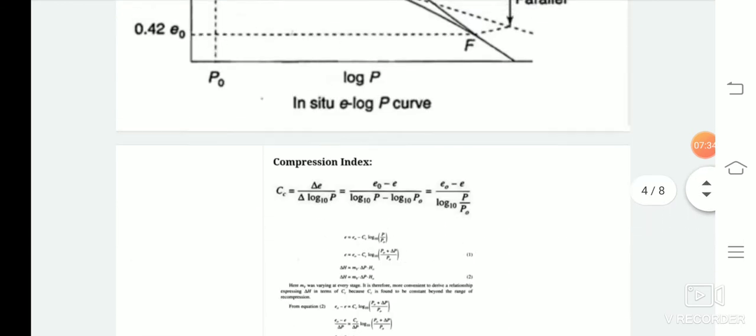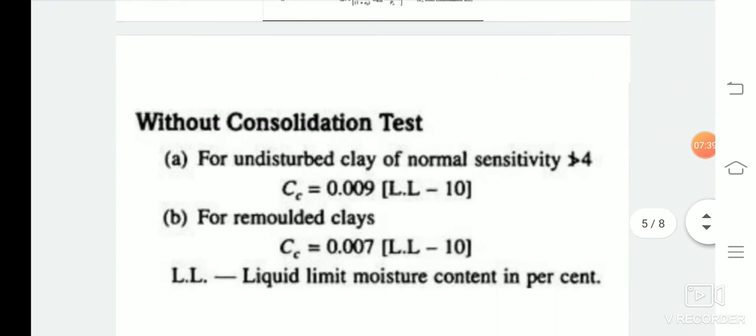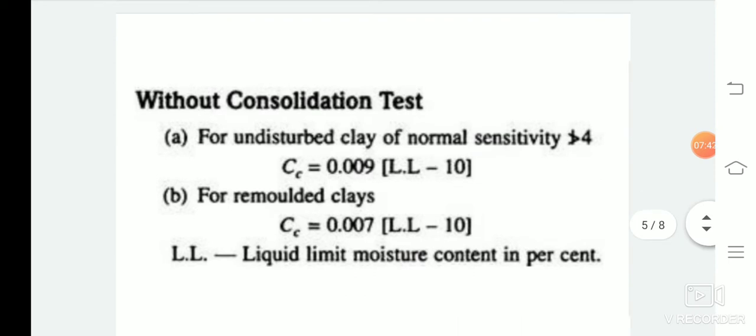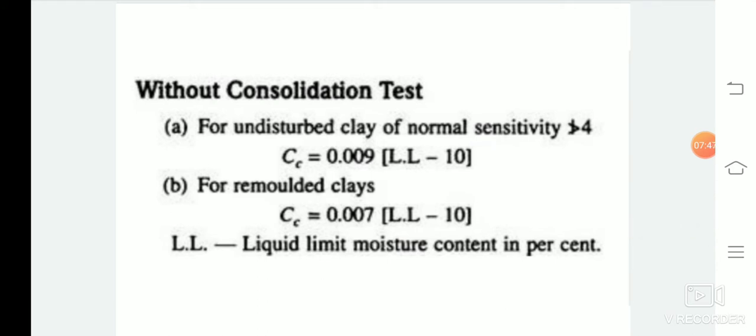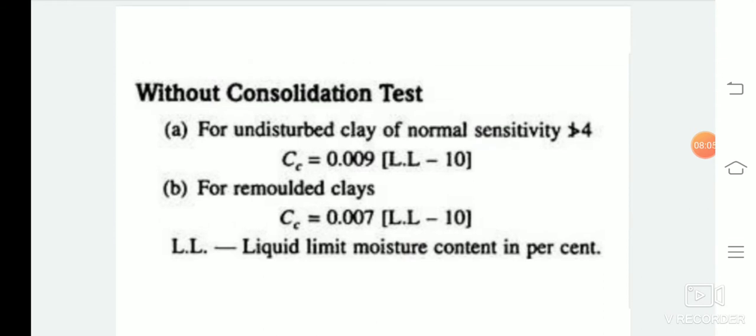Again, the value of the compression index can be obtained either from this graph or from some empirical formula. That is, without a consolidation test, we can also find the compression index. For undisturbed clay of normal sensitivity, Cc equals 0.009 times (LL minus 10), where LL is the liquid limit of the soil. And for remolded clays, the value of Cc can be 0.007 times (LL minus 10).